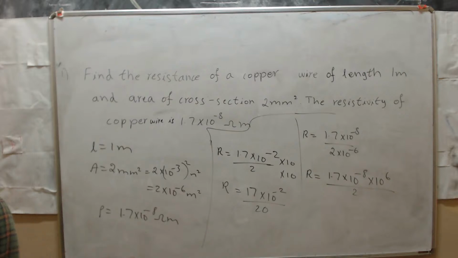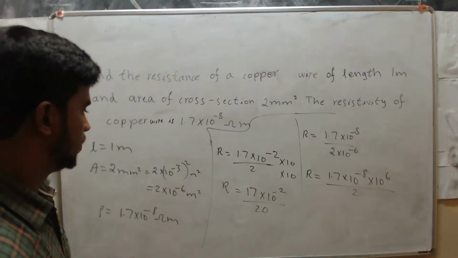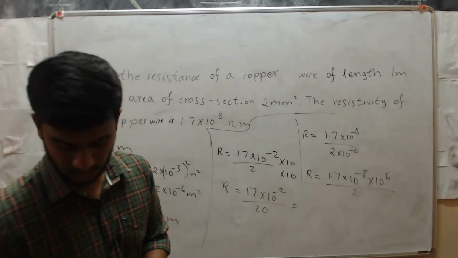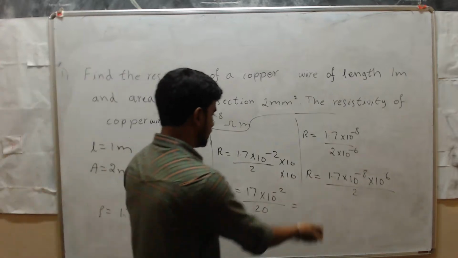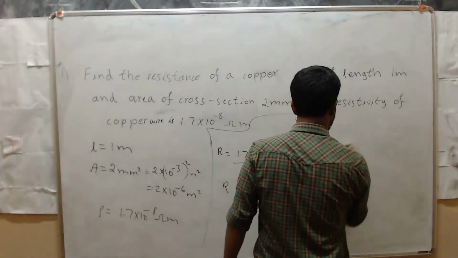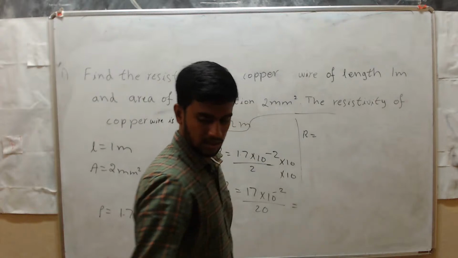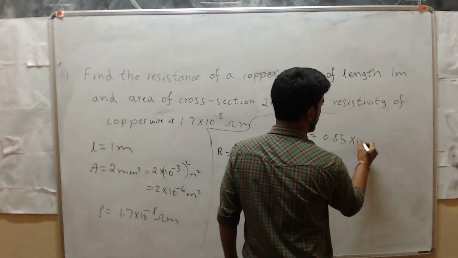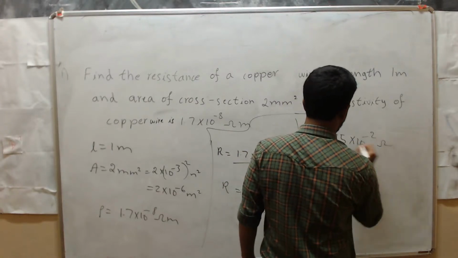While dividing 17 by 20, keep that power minus 2 as it is. So we will get R is equal to 0.85 into 10 raised to the power minus 2 ohm.